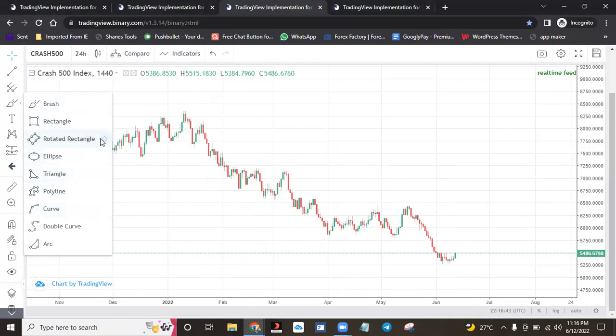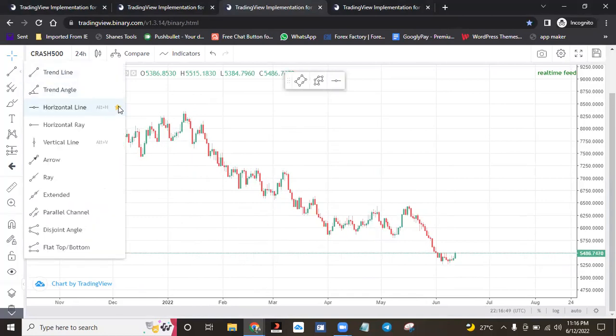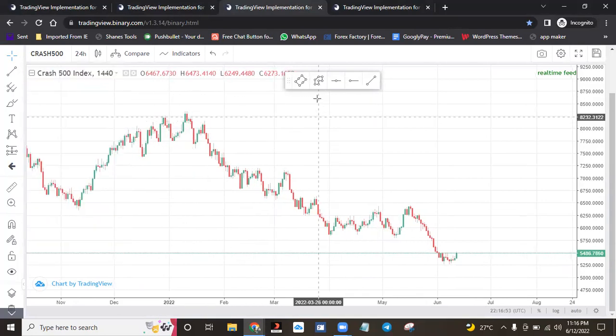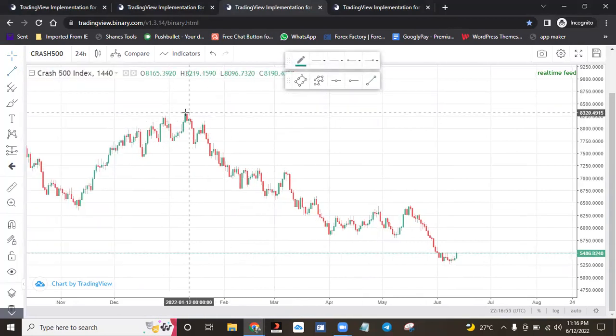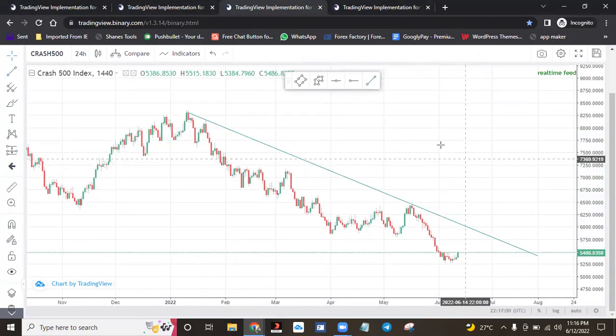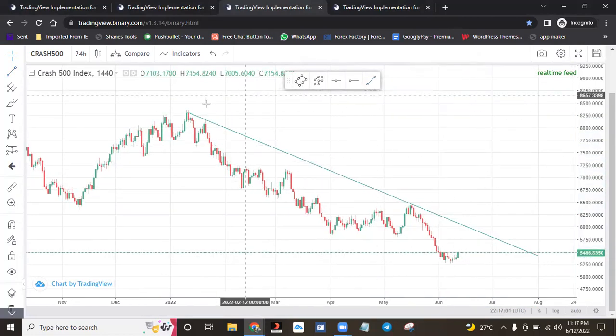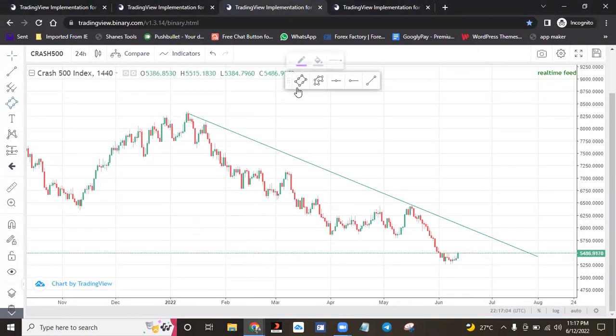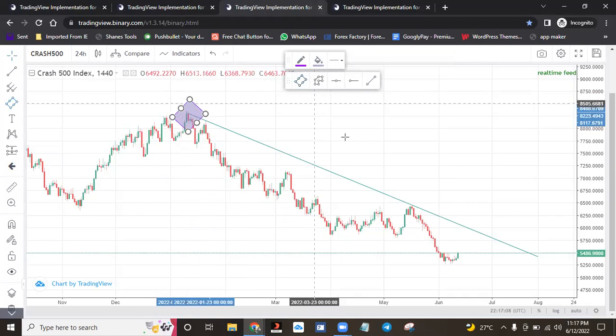Let me bring out my rectangle, bring out my polyline, bring out my horizontal and probably the ray around the trend line. Good. So we can see clearly the price has been bearish. That's good. We had our first touch here. We had a second touch here.